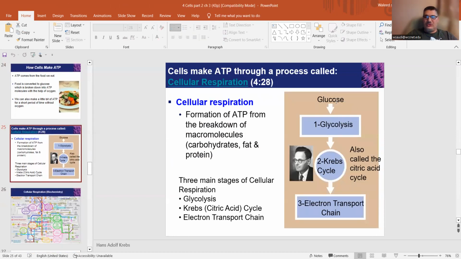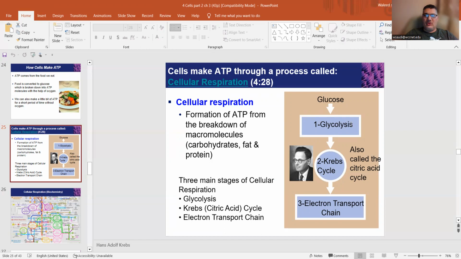Now, here is glucose. It entered the cell. What's the first step to break it down and get energy out of it? The first step that you have to know is called glycolysis. If you cut it into two pieces, glyco refers to glucose. Lysis, we talked about it a couple of times before, means breakdown. So glycolysis is breaking down glucose.